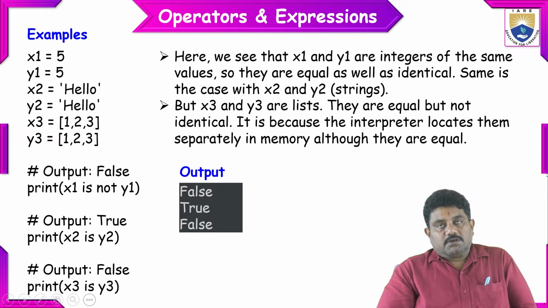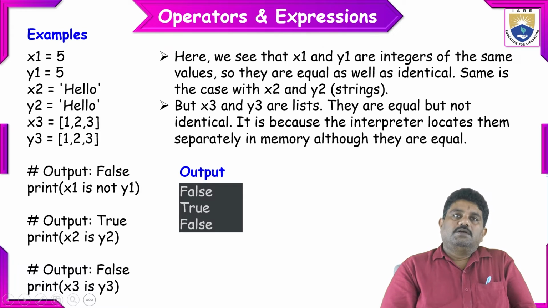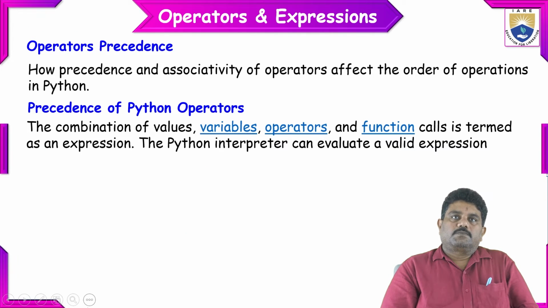Here is another example, X3 is Y3. You need to understand, in this case 1 2 3 and 1 2 3 both seem to be the same values, but they may be at different memory locations. That's why X3 is Y3 returns false. Like that it works. Okay.